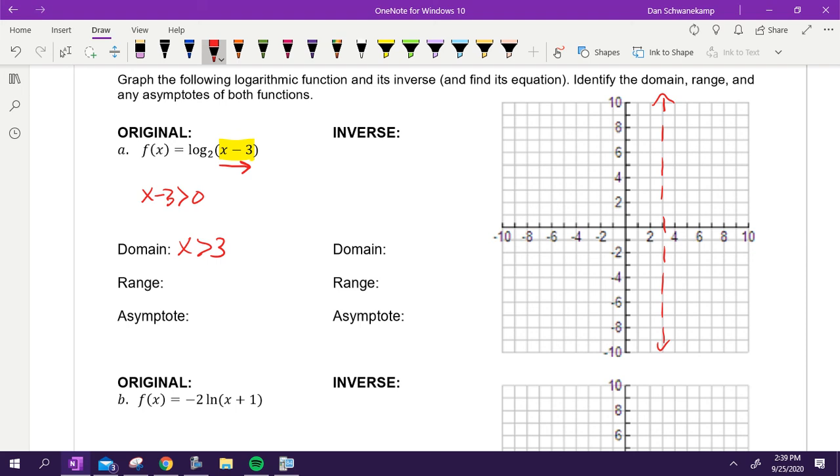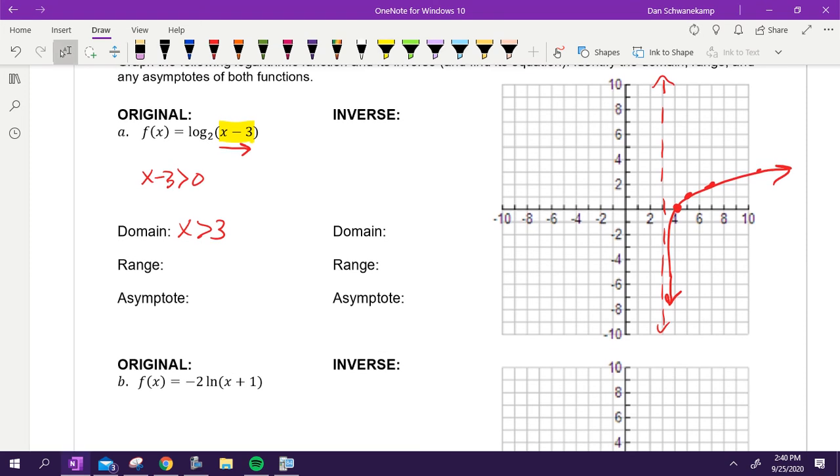Cool, it's a log base 2. So my anchor dot is going to be 1 to the right, right there. And then my next dot is going to be 2 to the right. And then my next one's going to be 4 to the right. And then 8 to the right. That is my logarithmic graph. Okay, on the first one, range, what's my range going to be? All real numbers. Asymptote, x is equal to 3.